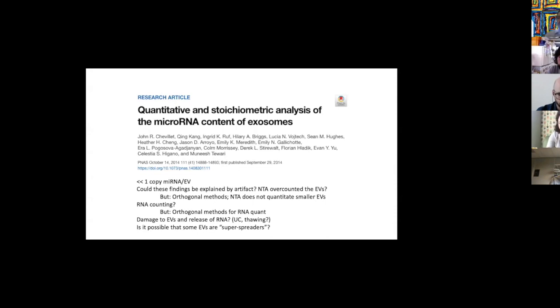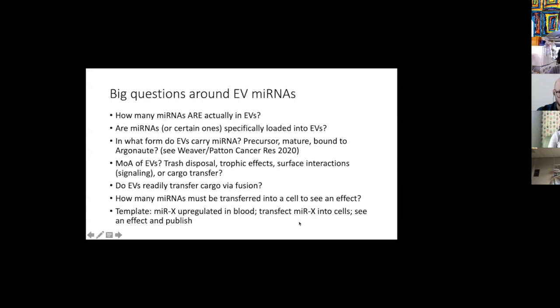And they went through a lot of the potential caveats here, like could these findings be explained because of the method of quantitation? Could it be the method of RNA quantification? Could it be that EVs get damaged, maybe during the separation process? And one thing they couldn't rule out was that there might be some EVs in their population that have hundreds of copies, and they just, because they're looking at the population level, couldn't distinguish between those possibilities.